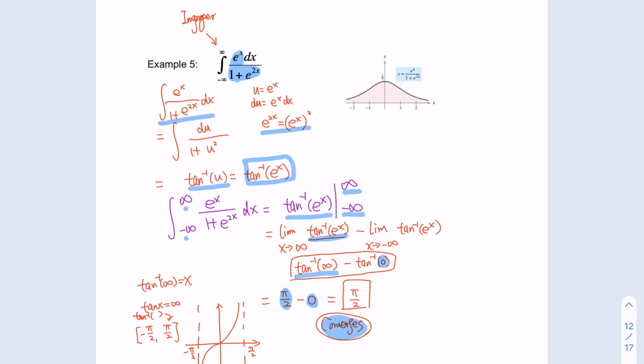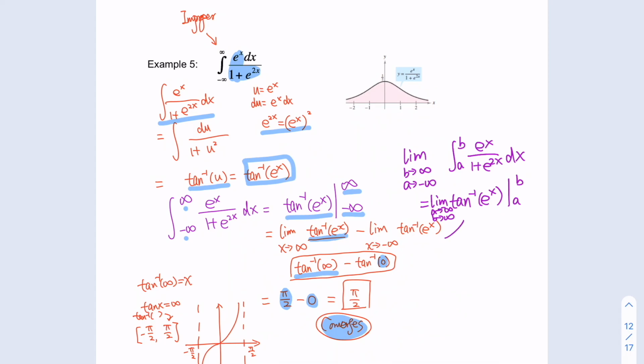Okay, and if you want to write it in a formal way, this will be limit b goes to infinity, and a goes to negative infinity, a to b, e to the x over 1 plus e to the 2x dx. So this gives us tangent inverse e to the x, a to b, and you just put a limit in the front. a goes to negative infinity, b goes to infinity. And then you can do the same thing.